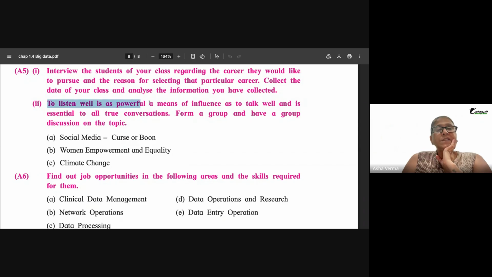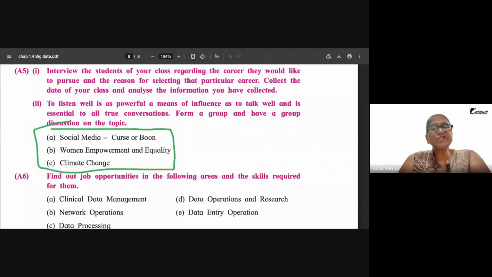To listen well is as powerful a means of influence as to talk well and is essential to all true conversations. Form a group and have a group discussion on the topic social media, curse and boon. The most important thing that it says is that we think talking is communication. Communication is also listening. So we need to be good listeners along with being good speakers. So it's a good idea to get into groups, or at least take a sheet of paper and write social media. What are the negative impacts? Boon, what are the positives of social media and what are the harmful impacts of social media?